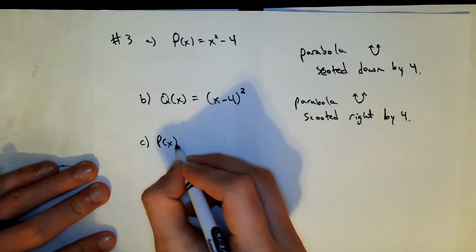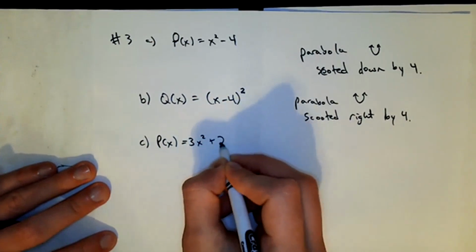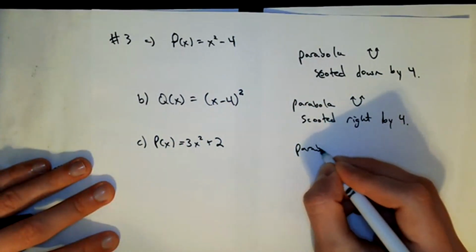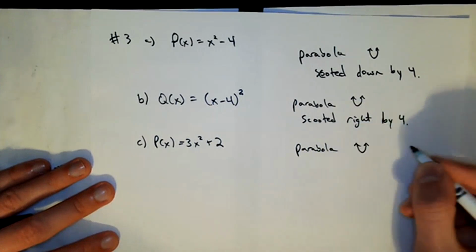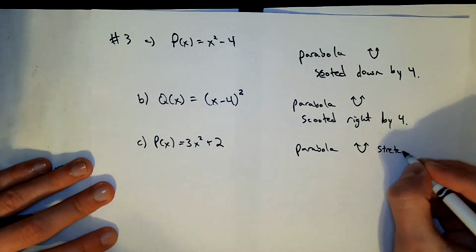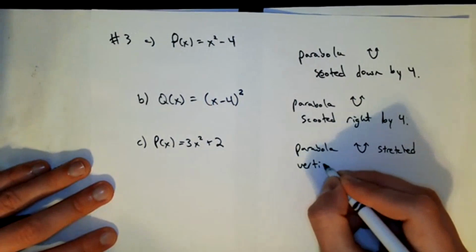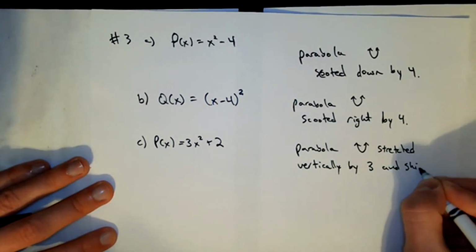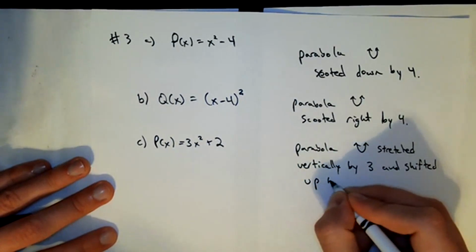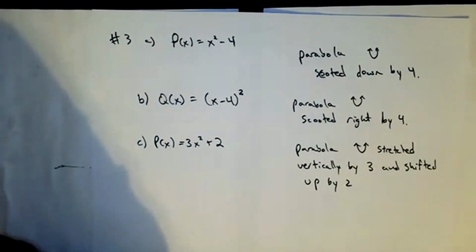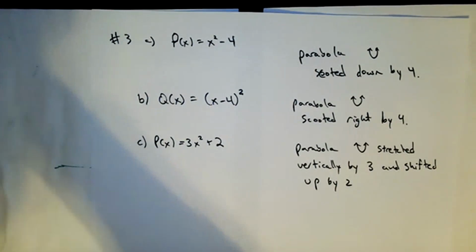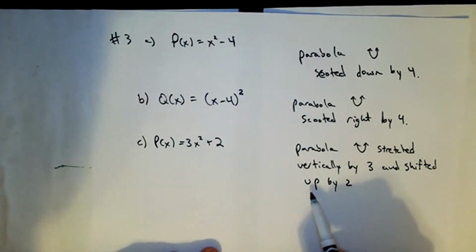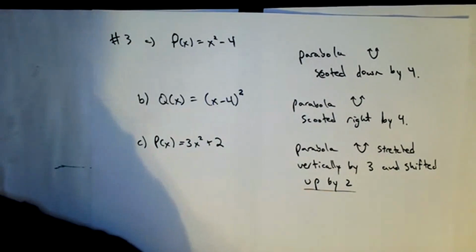C says P of x equals 3x squared plus 2. So that's going to be a parabola like this, stretched vertically by 3 and shifted, or scooted, up by 2. Honestly, the easiest thing to look for in these multiple choices is the one that's shifted up by 2, because they've got shifted down, shifted left, shifted right, and shifted up. So there are 4 choices there.